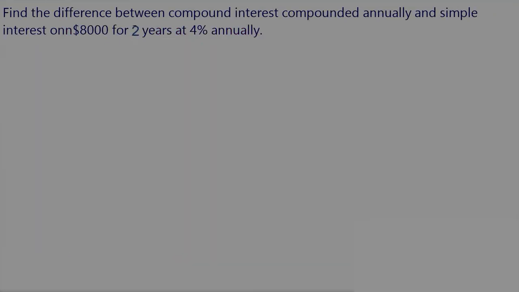Find the difference between compound interest, compounded annually, and simple interest on $8,000 for 2 years at 4% annually. So this instruction is basically asking us to find the compound interest and simple interest for $8,000 at the same rate of 4% as well as the same amount of years, and then find the difference. We can work out the compound interest.